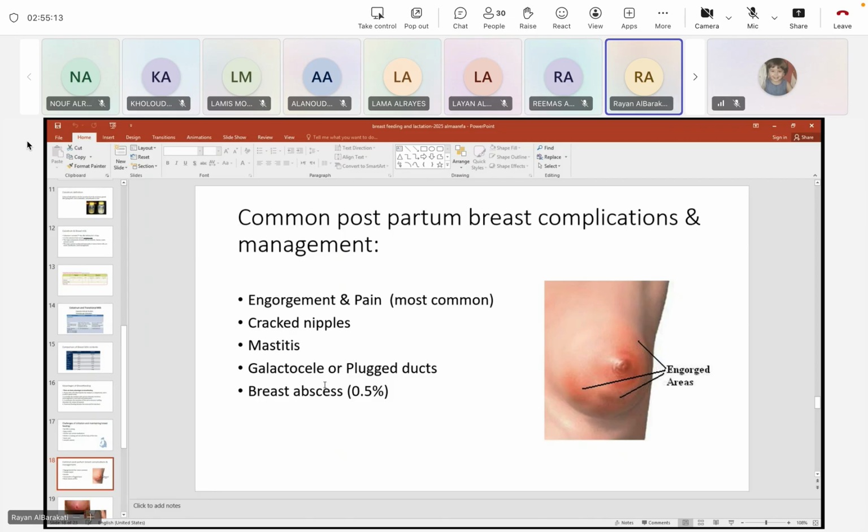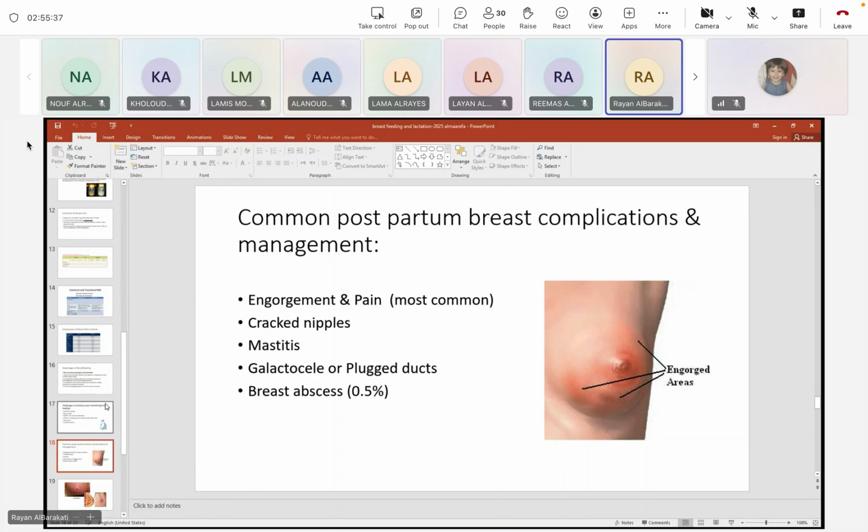A breast abscess means there is pus. So any pus means incision and drainage. Then antibiotics and painkillers. Done. In all these cases, do we stop breastfeeding? No. You tell the patient, continue breastfeeding. Whatever happens, continue breastfeeding.